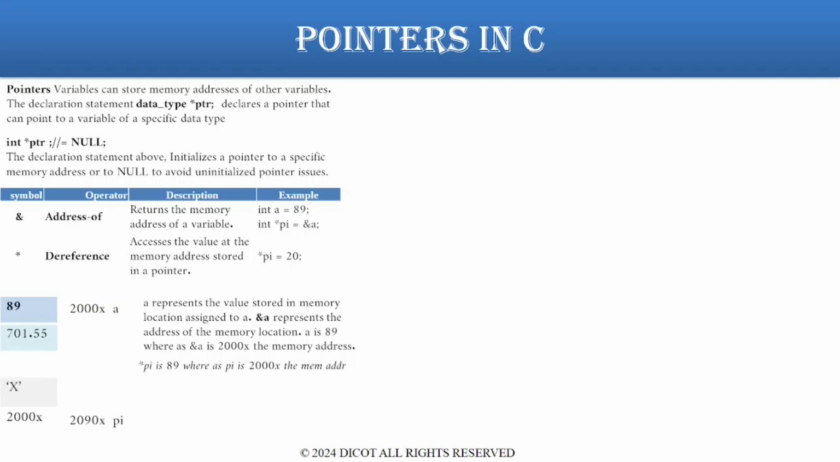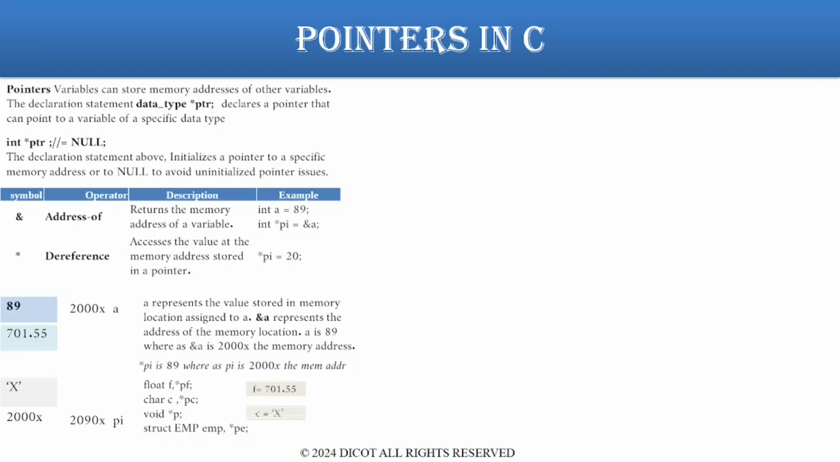Let's consider this example. In this example, f is a variable of type float and pf is a pointer to float. C is a variable of type character and pc is a pointer to a character. P is a pointer to void, which can be typecasted as a pointer to any data type. Struct emp is a user-defined data type and emp is a variable of that type, and p is a pointer of type struct emp. Let's assume f has been initialized to value 701.55 and c has been initialized to the character x.